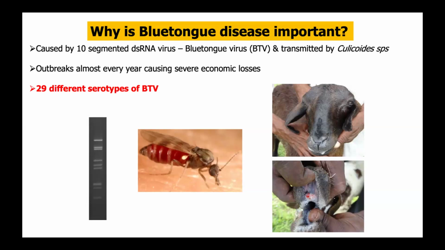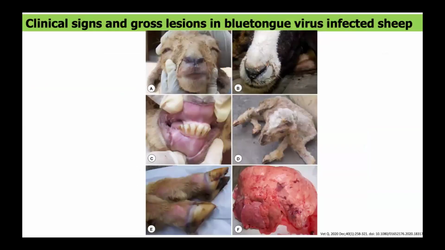These 24 serotypes have been reported either through virus isolation or through serology at some point of time in India. Outbreaks can be seen of this disease almost every year, and it causes severe economic losses to the farmers. The disease is transmitted by the bite of the Culicoides bug, so a vector is also involved.